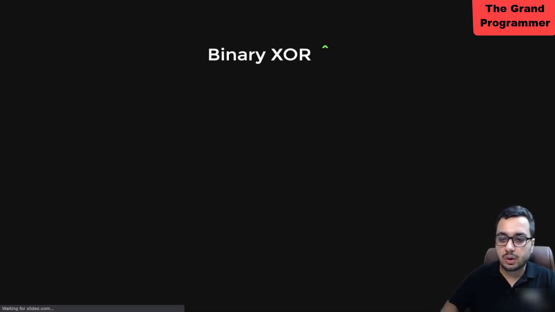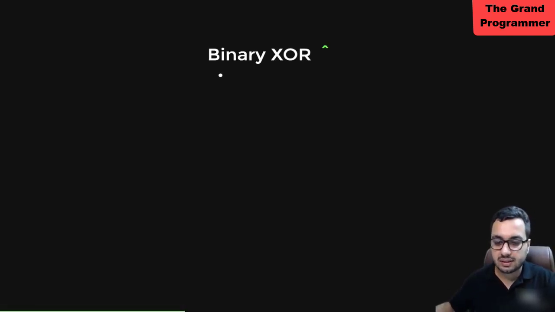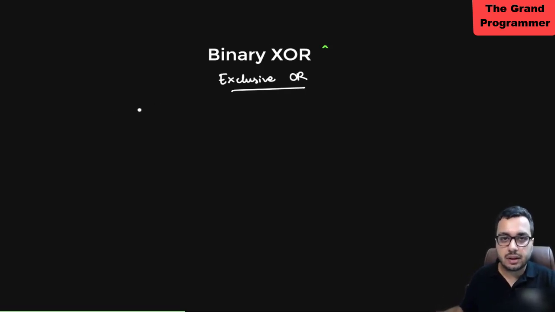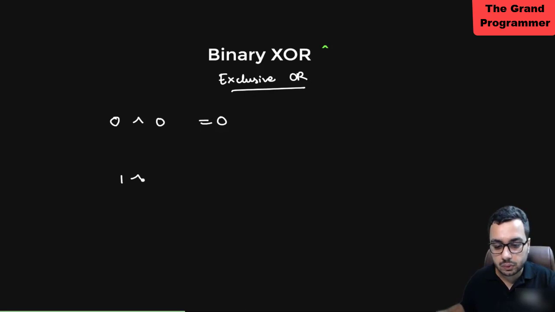Now let us move on to XOR. XOR is also known as exclusive OR. What are the rules of XOR? It basically means if both the bits are the same, then the result is going to be 0. For example, 0 XOR 0 is 0, 1 XOR 0 is 1, and 1 XOR 1 is also 0.